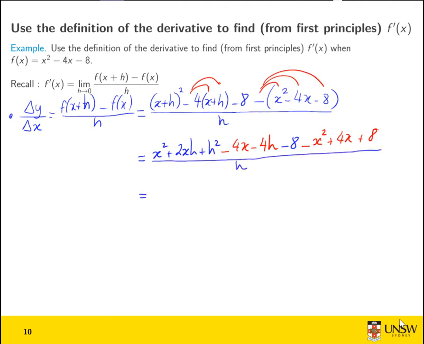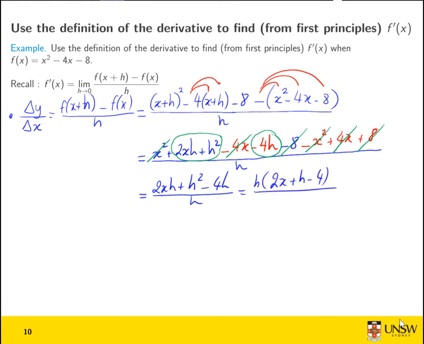That's done. And we can see that a lot of terms cancel. Plus x squared minus x squared. Minus 4x plus 4x. Minus 8 plus 8. So what is left is this term and those two. So we get 2xh plus h squared minus 4h divided by h. And we can see that at the top there is a common factor of h. So we can divide the top and the bottom by h, and we're left with 2x minus 4 plus h.